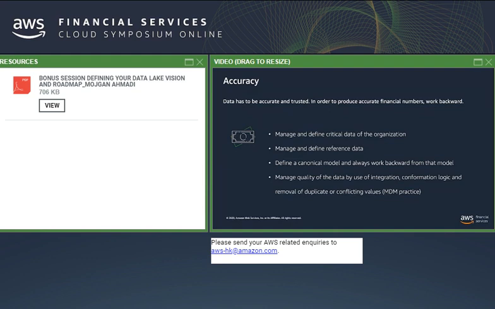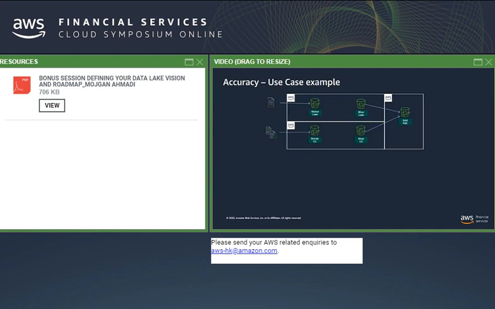Also, manage quality of your data by use of integration, confirmation logic, removal of duplication or conflicting values. This is basically MDM practice, master data management. Let's look at a use case. Let's go back to our risk data lake.